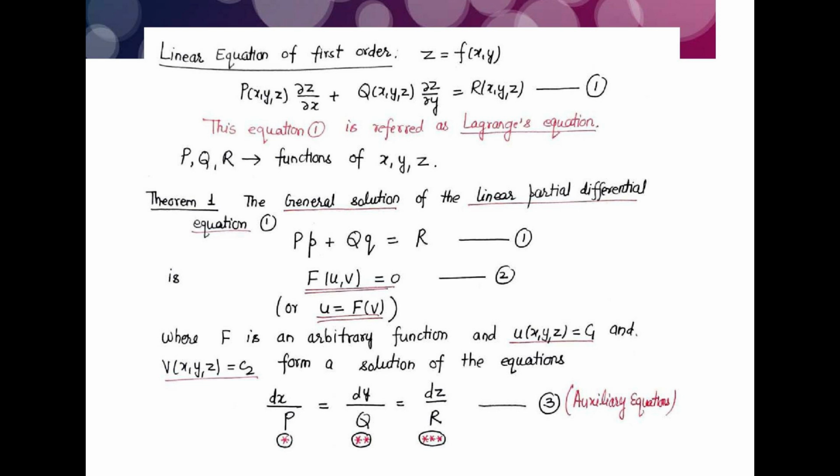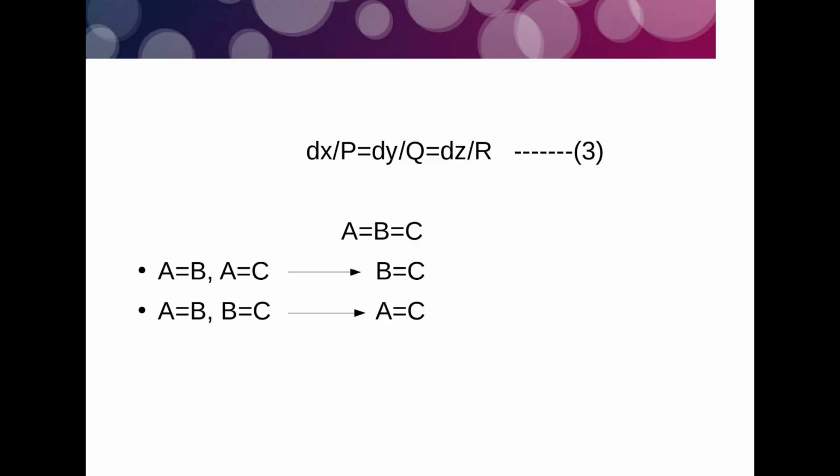Now, what are these u and v functions? Here u equal to constant and v equal to constant form a solution of the equations given by 3. Equation 3 we call the auxiliary equations corresponding to partial differential equation 1. We have equation number 3 as dx upon capital P equal to dy upon capital Q, equal to dz upon capital R.